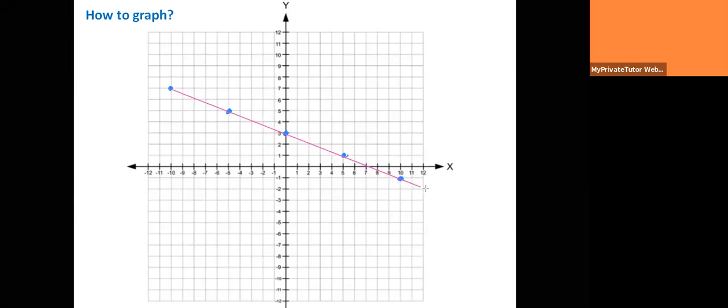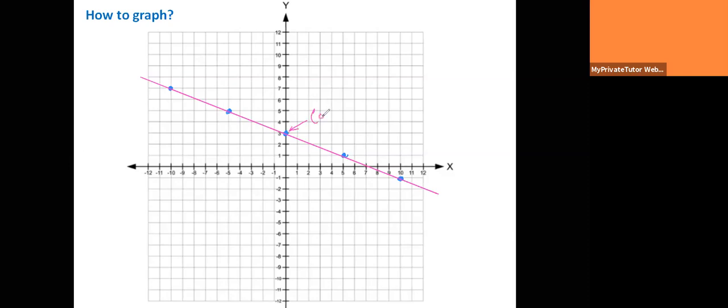Now just connect the line. What do I mean by that? Just connect all the points, and make sure to extend the line a bit like this. You said the y-intercept, Aryan? Sorry, I didn't get you. The y-intercept is 0, 3. Okay, thank you.